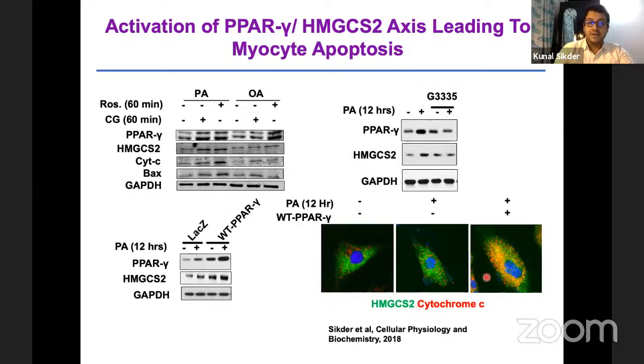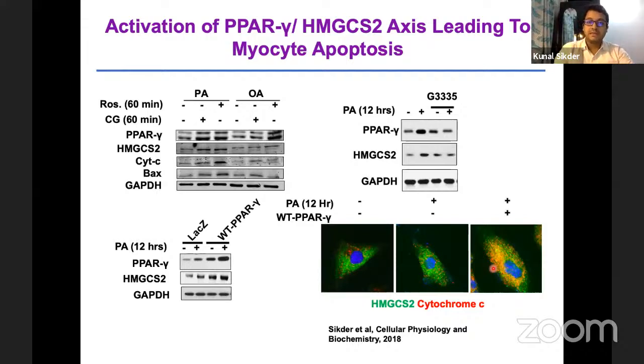As you can see, whenever only PPAR gamma is present, or only the fat is present, there is not much change. But in the absolute right picture, the third one, both are present. That means the adenovirus is present, so PPAR gamma is overexpressed, and the fat is also there. Here you can see a lot of yellow dots. These yellow dots represent the co-localization of these two. That means HMG-CS2 is overexpressed, as well as cytochrome C. So whenever there is overexpression of PPAR gamma in a lipid-rich environment, there is always apoptosis of the cells.